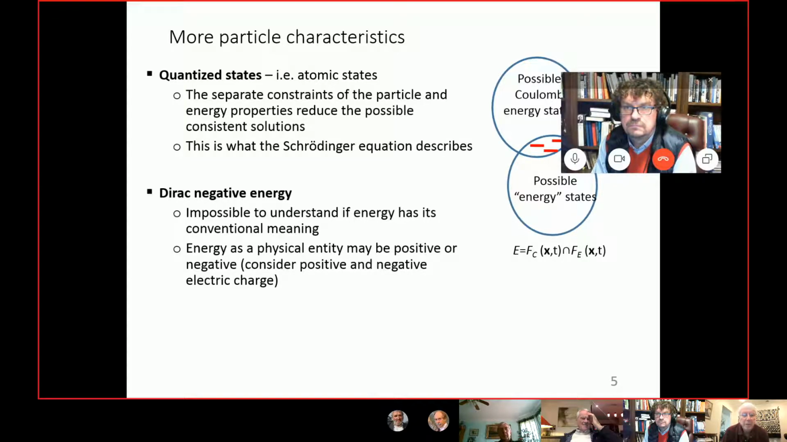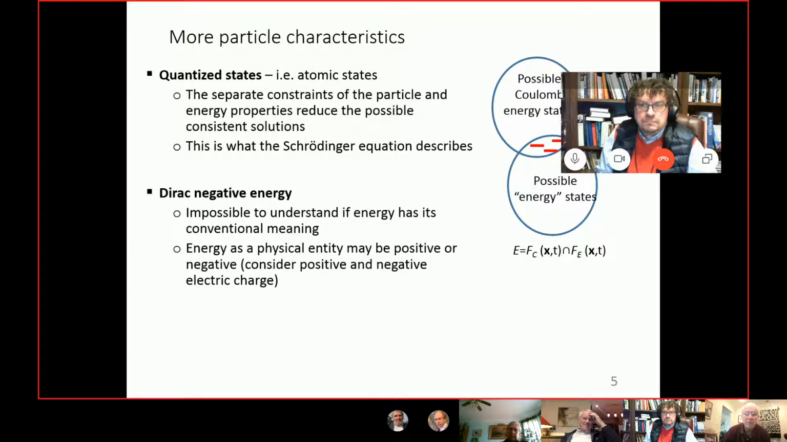And if you look at the Schrödinger equation, this is basically what it's describing. The Schrödinger equation is an equation of energy: kinetic energy plus potential energy is energy. It contains the Coulomb term, and it contains the energy term. And so you can look at the Schrödinger equation and say this is just what it does. It's looking at the intersection of the energy states and the Coulomb states to give the quantized states.